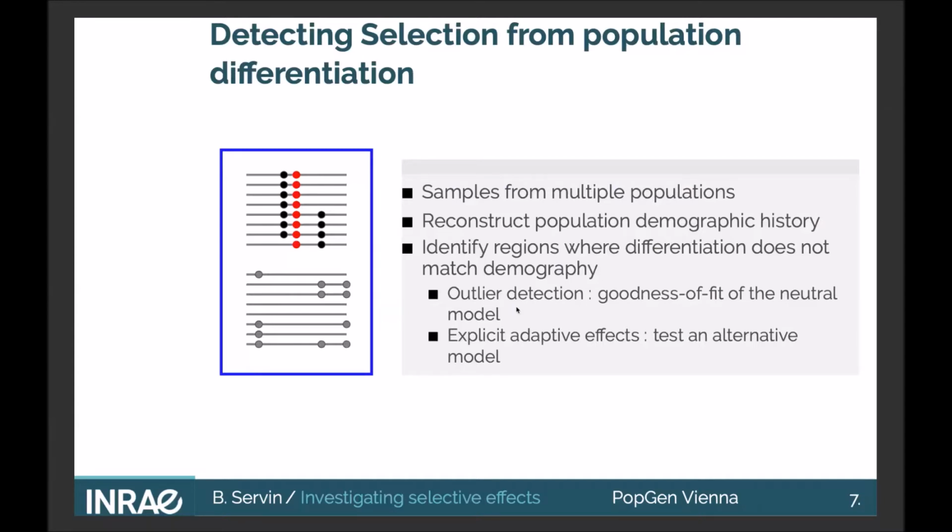Technically, we're going to be using goodness of fit of the neutral model. So is the neutral model good? If it's not, then maybe that's because there's selection. Or also, we can use models that explicitly include adaptive effects, and in this case we will be testing an alternative. So is the alternative model of selection better than the null model of neutrality?